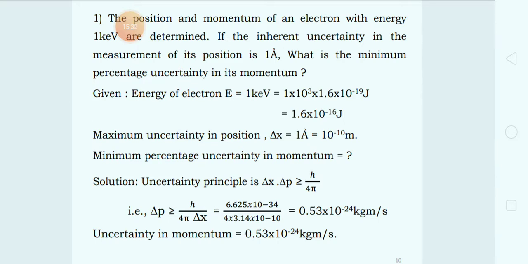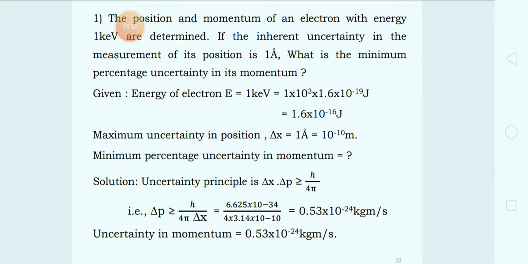And the other parameter given is the uncertainty in the measurement of position, 1 angstrom, which means delta x is 10 power minus 10 meter. The 1 angstrom value is substituted. Then using the uncertainty principle, delta x into delta p is greater than or equal to h by 4 pi, we can evaluate delta p.